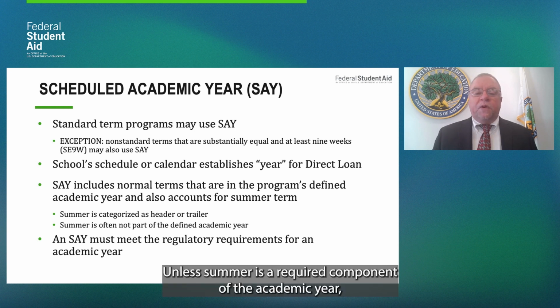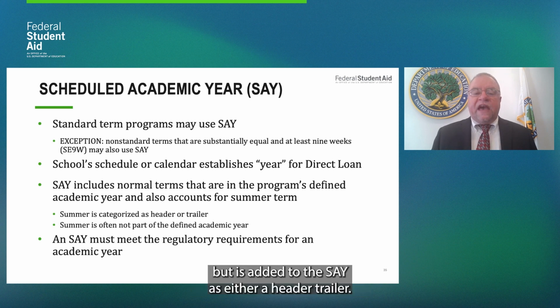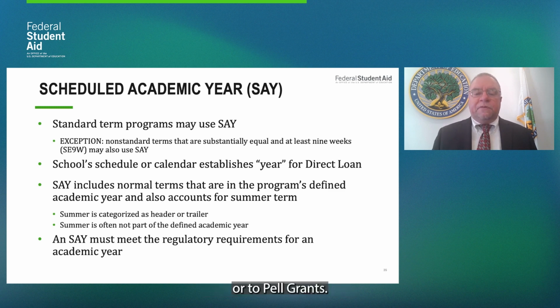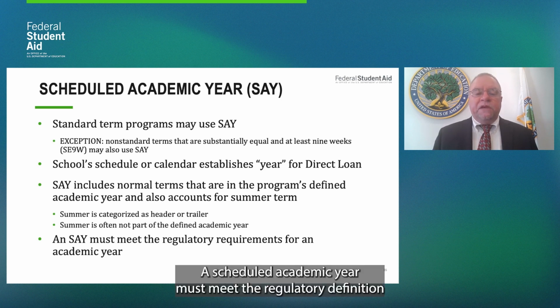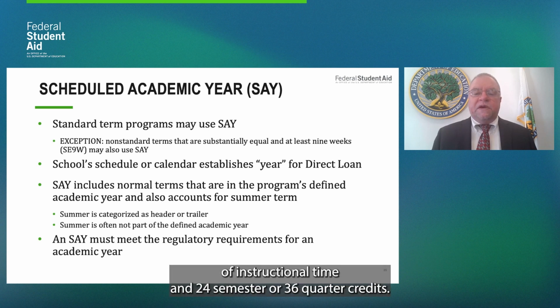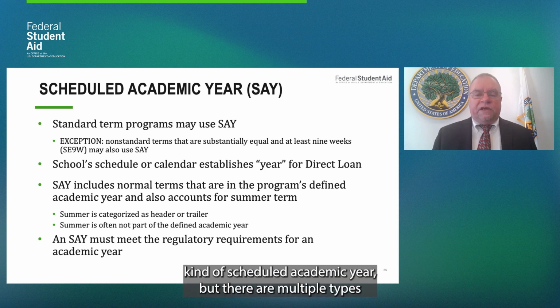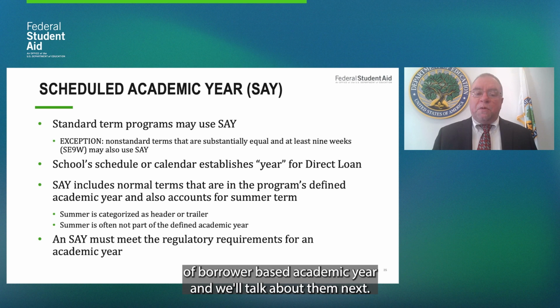Unless summer is a required component of the academic year, it is usually not part of the SAY, but is added to the SAY as either a header or trailer. The header-trailer concept does not apply to BBAY 3 or to Pell Grants. A scheduled academic year must meet the regulatory definition of an academic year, meaning it must have at least 30 weeks of instructional time and 24 semester or 36 quarter credits. There's one kind of scheduled academic year, but there are multiple types of borrower-based academic years, and we'll talk about them next.